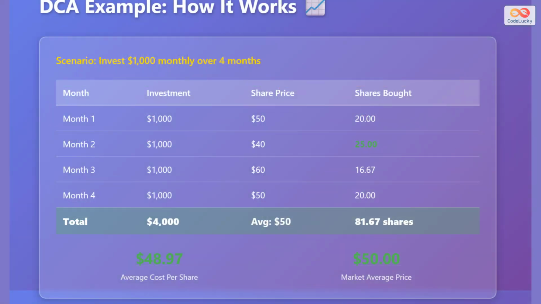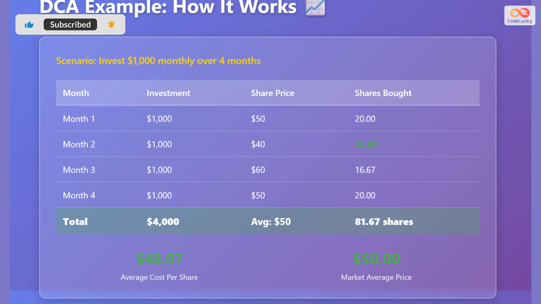Let's walk through a concrete example to see DCA in action. Imagine you invest $1,000 every month for 4 months. In month 1, the share price is $50, so you buy 20 shares. In month 2, the price drops to $40. This is where DCA shines. Your $1,000 now buys 25 shares, more than before.